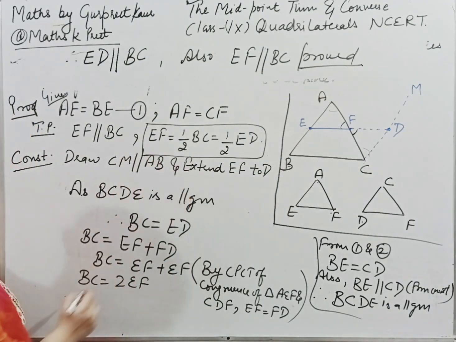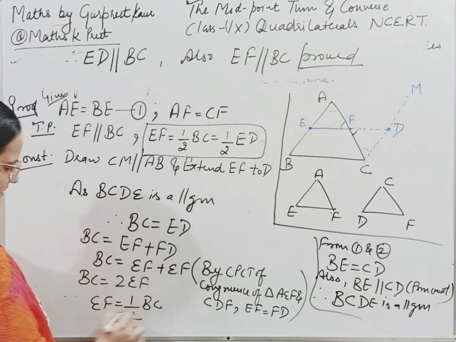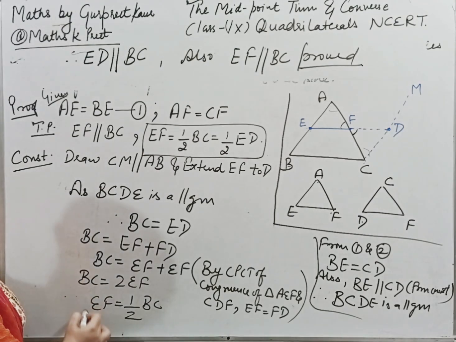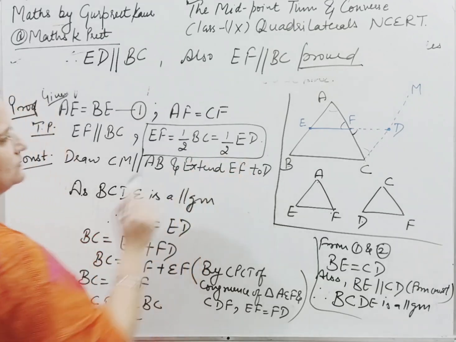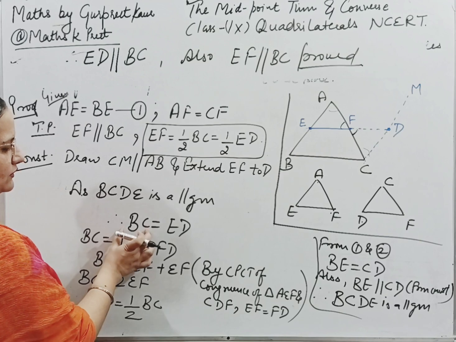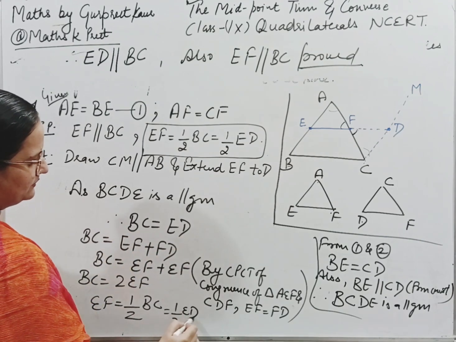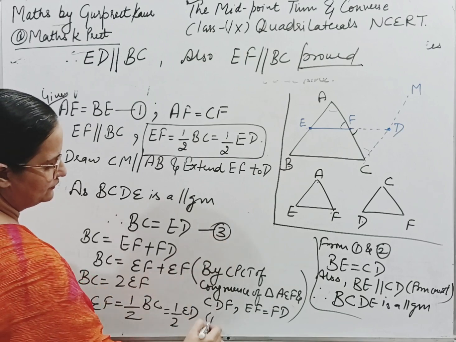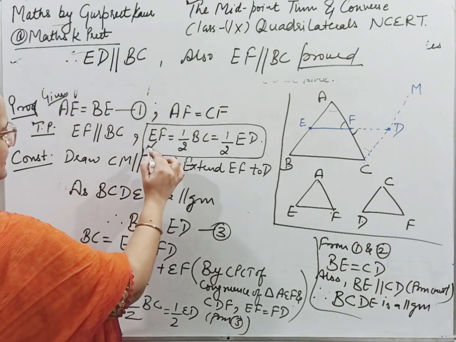But we have to show EF is equals to half of BC. So we can take this 2 down. 1 by 2 BC on the left hand side. So here I am writing as EF is equals to half of BC. This we have proved. Also we have to show that EF is equals to half of ED. So here clearly BC is equals to ED. So I can put the value of this BC as ED in this proof. So this can be written as half of ED. You can mark it number 3 and can write here from number 3. Fine. So from number 3 I have written that EF is equals to half of ED. So this I proved this part as well.